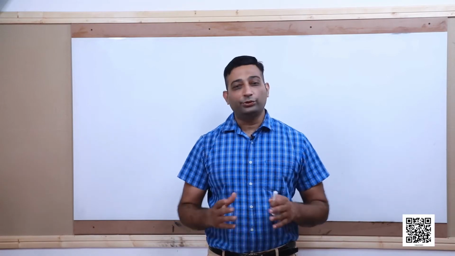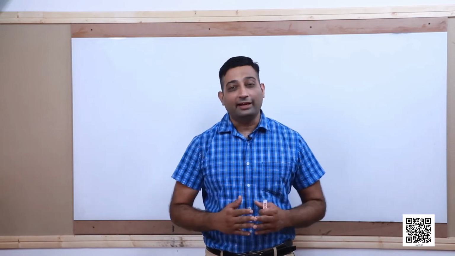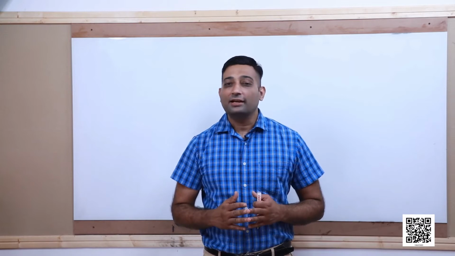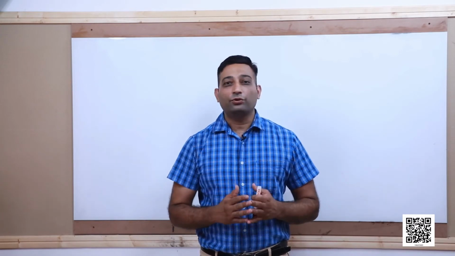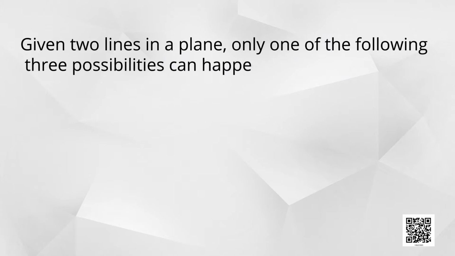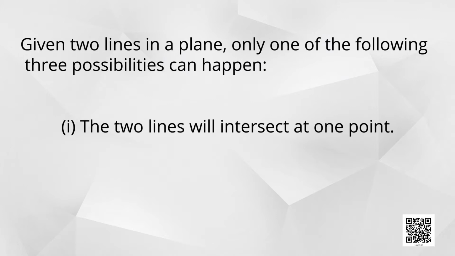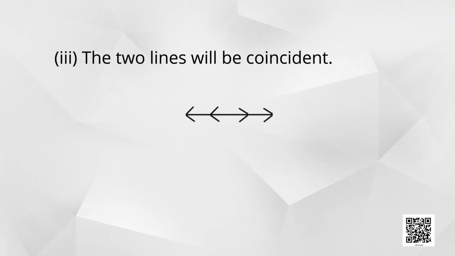Dear students, we know that the linear equation in two variables represents a straight line. Can you suggest what a pair of linear equations in two variables will look like geometrically? Given two lines in the plane, only one of the following three possibilities can happen. First, the two lines will intersect at one point. Second, the two lines will not intersect, that is, they are parallel. Third, the two lines will be coincident.